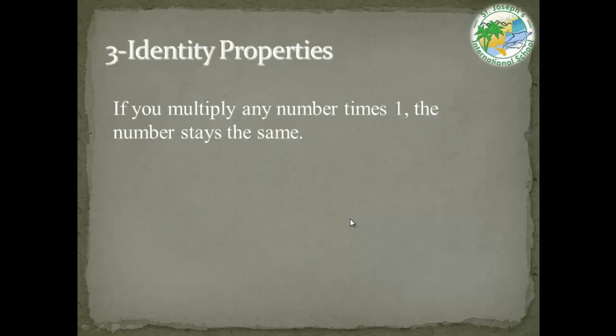Identity property. If you multiply any number times 1, the number stays the same. For example, A times 1 equals A, or 5 times 1 equals 5.